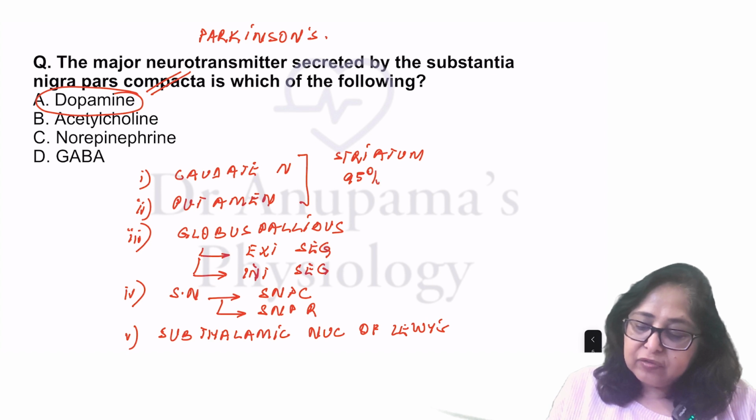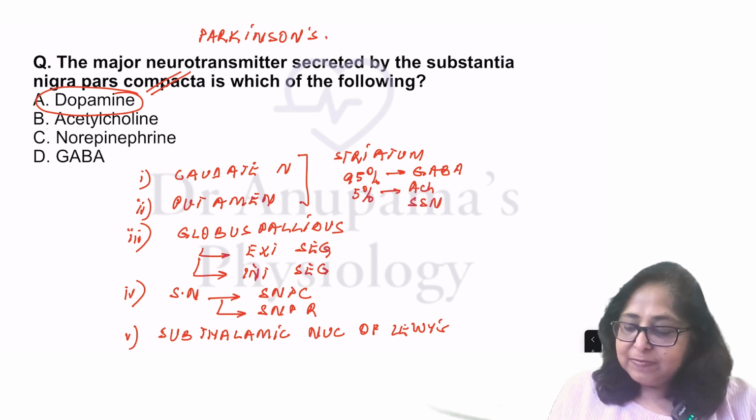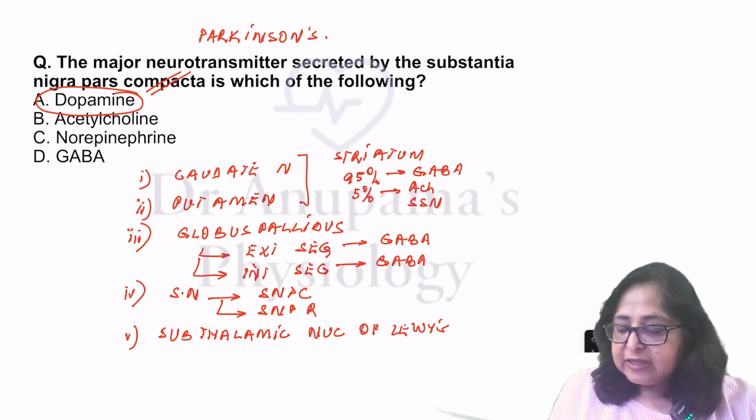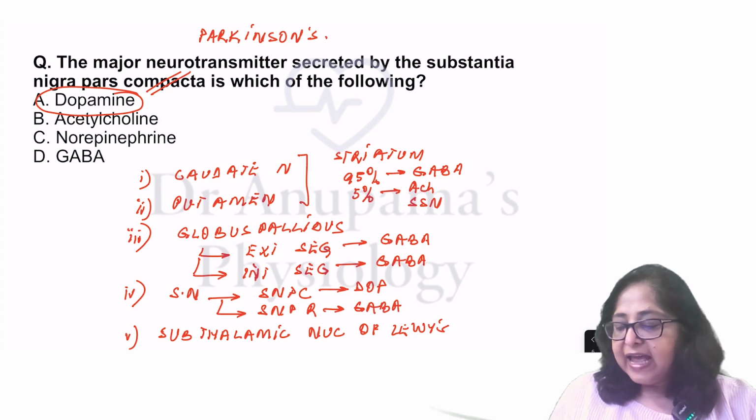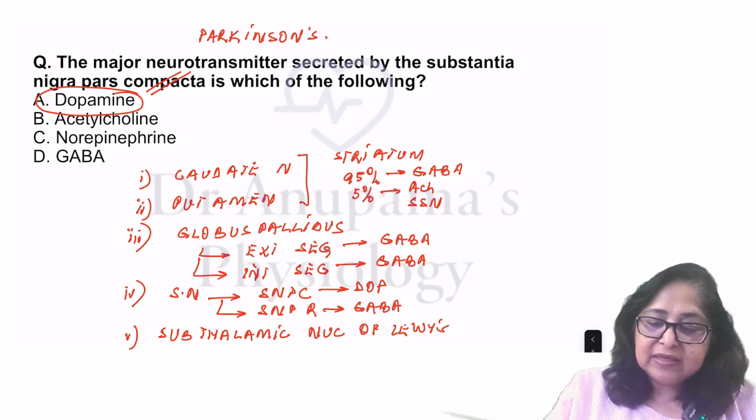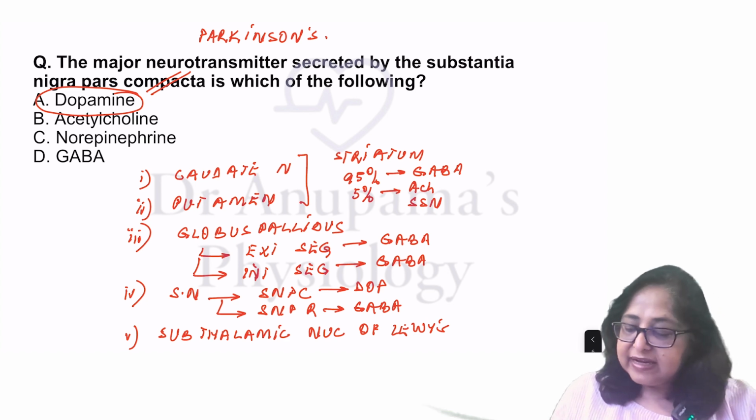95% of the striatal neurons will secrete GABA, 5% secrete acetylcholine and somatostatin. Globus pallidus external segment secretes GABA, internal segment also secretes GABA. Substantia nigra pars compacta secretes dopamine, pars reticularis secretes GABA, and the subthalamic nucleus of Luys is the only one which secretes an excitatory neurotransmitter, and that is glutamate.